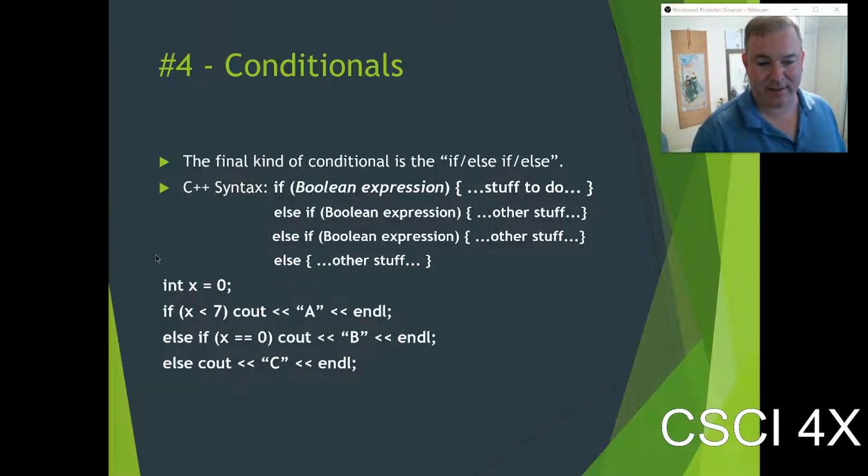Okay, so let's take a look at this one. Int x is equal to 0. If x is less than 7, cout a. Else if x is equal to 0. And again, two equals in comparisons, right? So when I read this in English, I will say if x double equals 0.